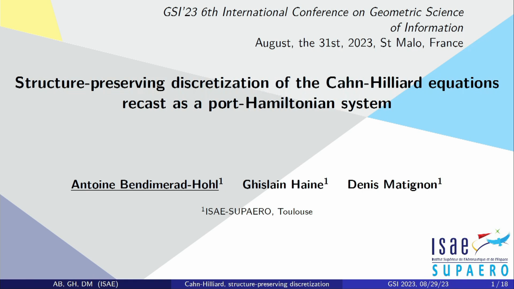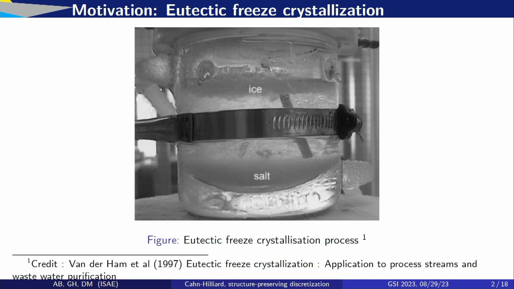I'm going to talk about a certain method to preserve the structure while discretizing in space a certain system, which is the Cahn Hilliard equation, which I will present to you, in a certain framework, which is the port Hamiltonian system, which I will also present to you very briefly. Okay. So first of all, some motivation.